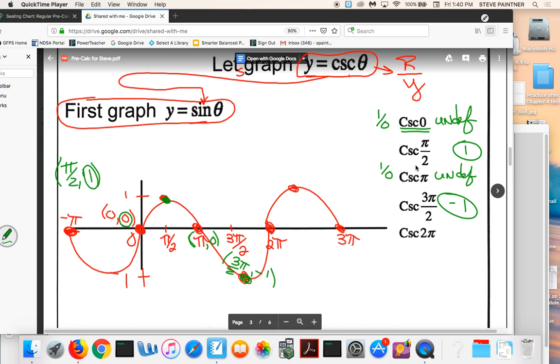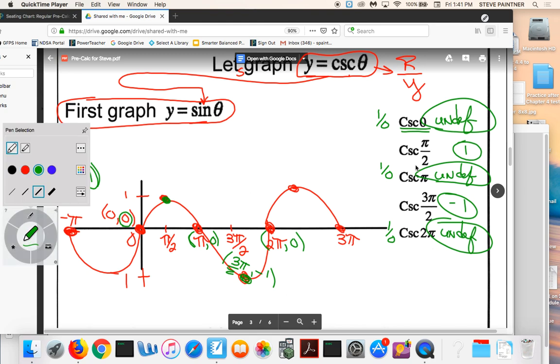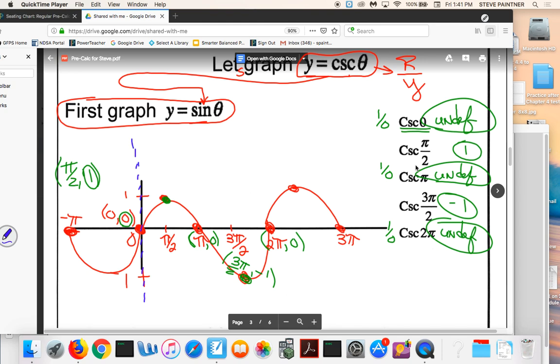2 pi, right here. This is 2 pi comma what? 0. Flip 0, guys. 0 over 1, flip it. 1 over 0. Undefined. Oh, okay. So every time you said undefined, what does that mean? Those are your asymptotes. Yeah, okay, now we're getting somewhere.